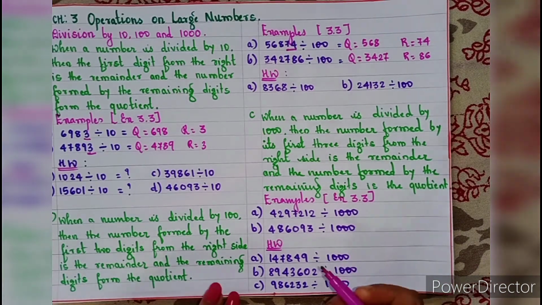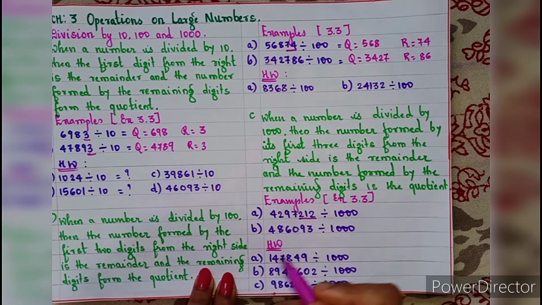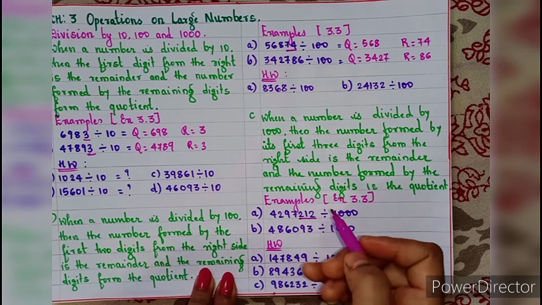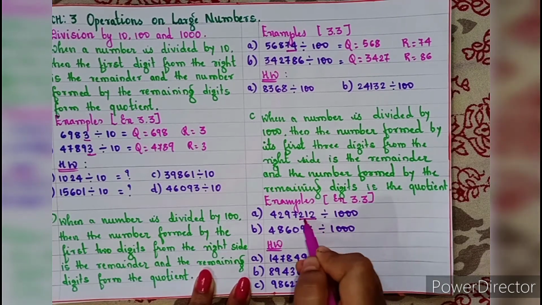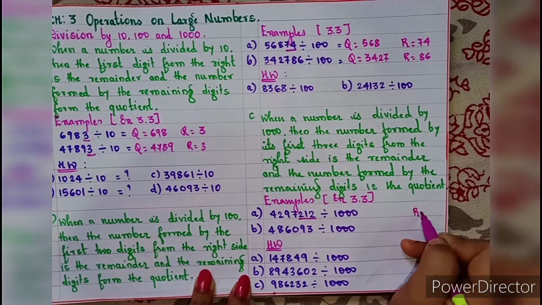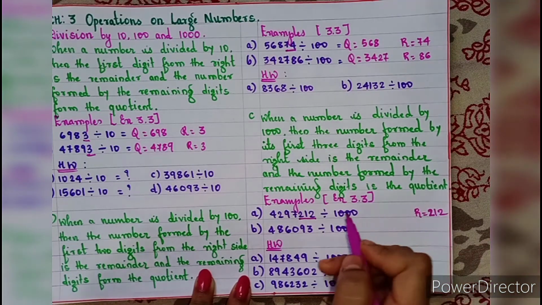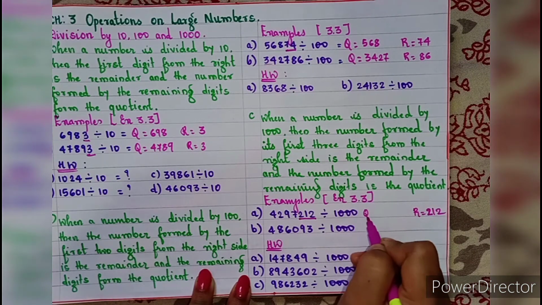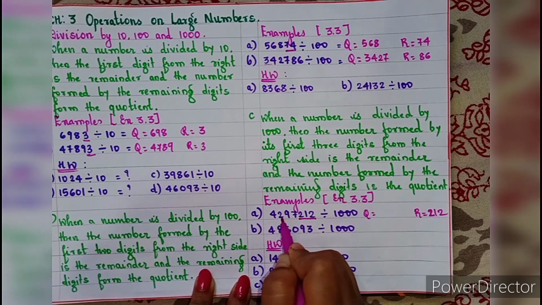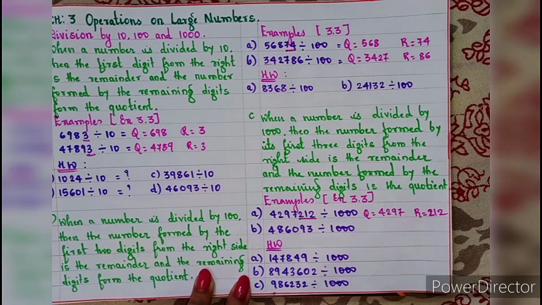So earlier we were seeing two places. Now we are going to see the last three places from the right side. So from the right side the first three digits will be the remainder. Thus r equals 212 is the remainder. And what is the quotient? Quotient is 4297. So let's write 4297 is the quotient.